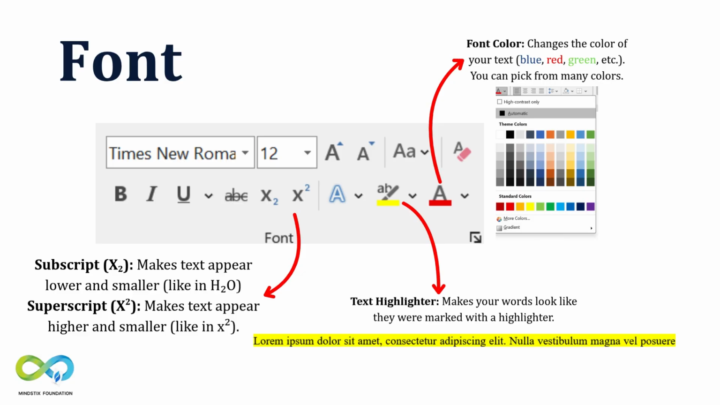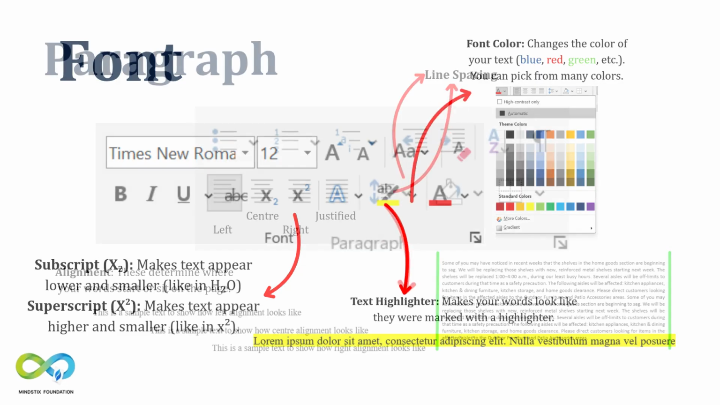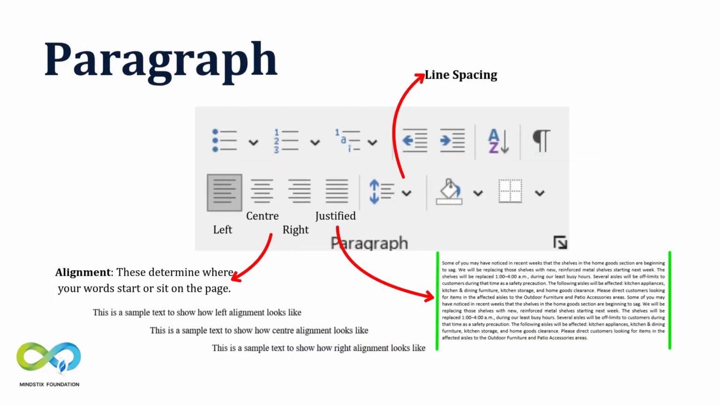To organize your writing neatly, use the paragraph section in the Home tab. This lets you align your text. Left alignment starts at the left side. Center puts it in the middle. Right lines it up to the right side. Justify makes both edges line up evenly. You can also adjust spacing between lines and paragraphs to make your document easier to read. For example, double spacing is often used in school assignments.